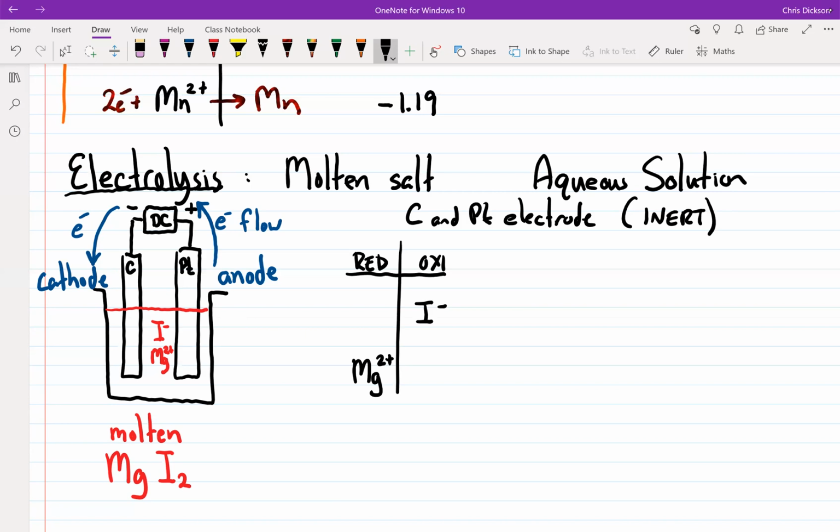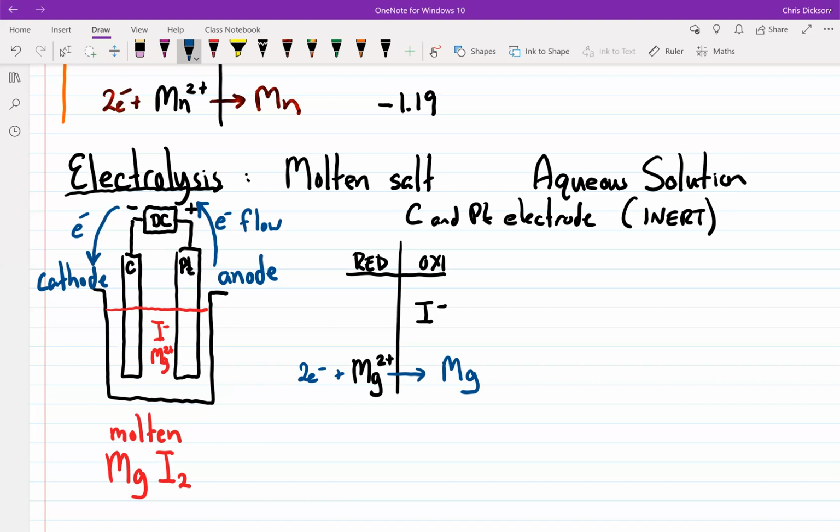Well, the magnesium is going to undergo reduction. So it's going to go that way. And it takes 2 electrons to do that. And it turns into magnesium metal. Okay, so where would that happen, do you think? Do you think that would be happening at the carbon or the platinum electrode?